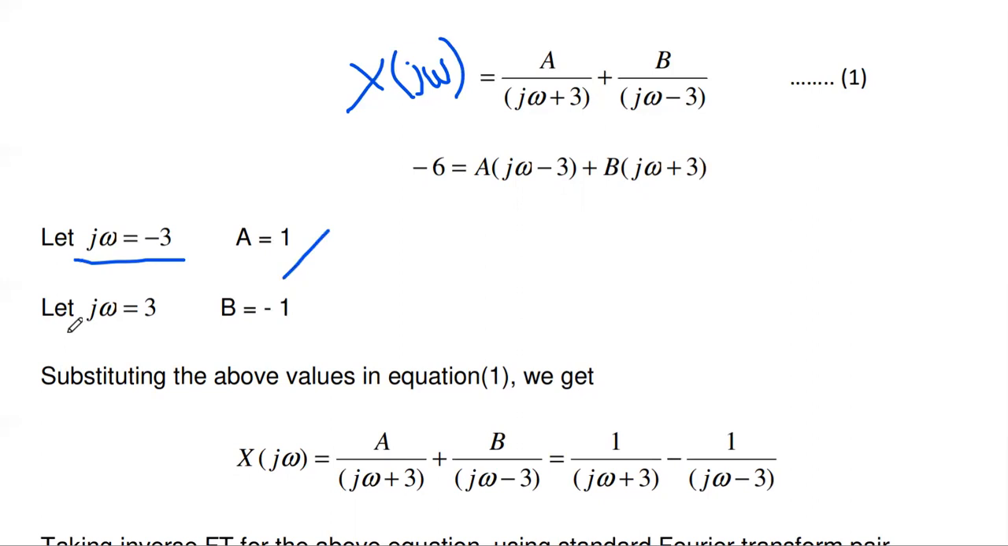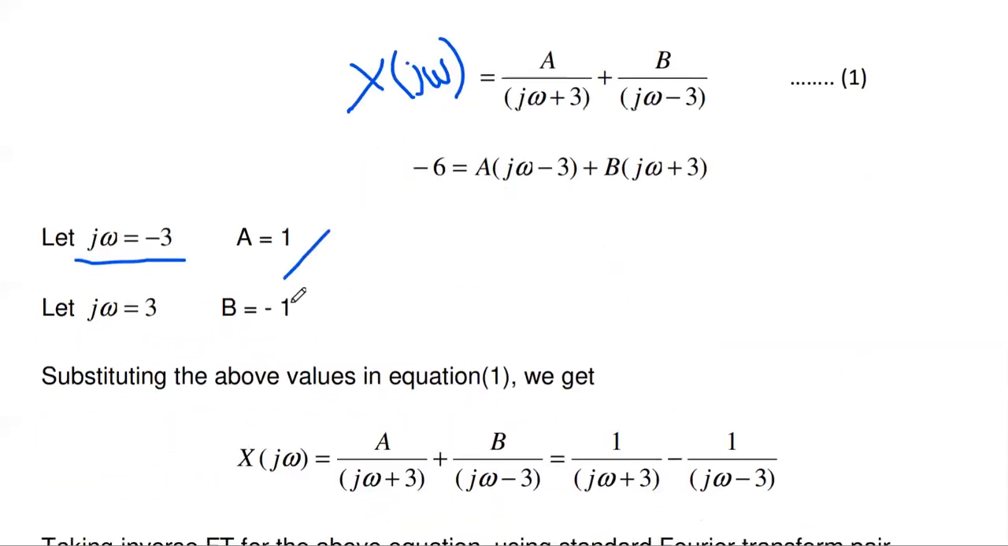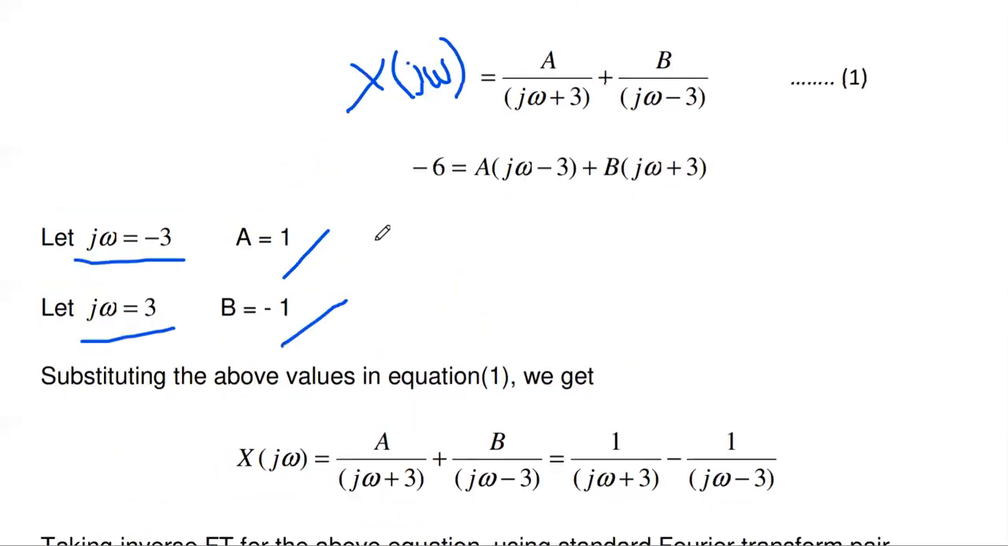Okay. And for the second root, what is the second root? j omega equal to plus 3. So let j omega equal to plus 3. At that condition, the value B equals minus 1. Okay. So the two partial fraction coefficients we calculated. Then we have to substitute these coefficients A and B in equation number 1. So instead of A and B, we have to put 1 and minus 1.